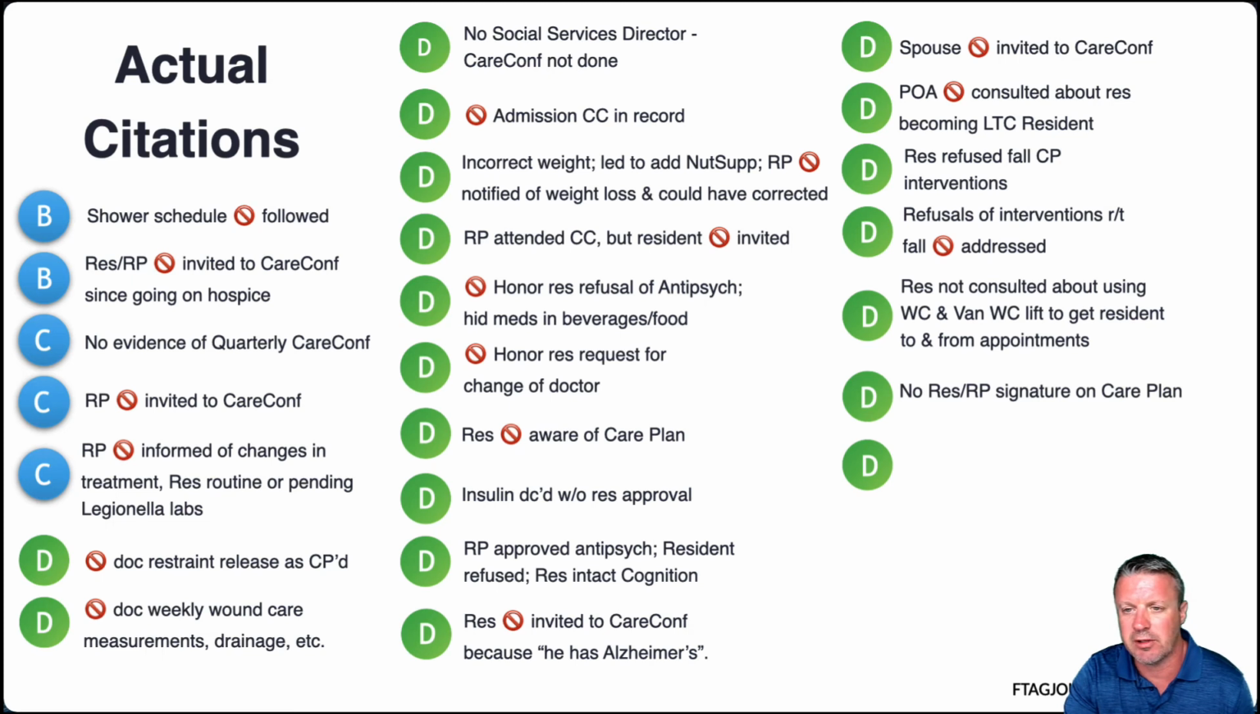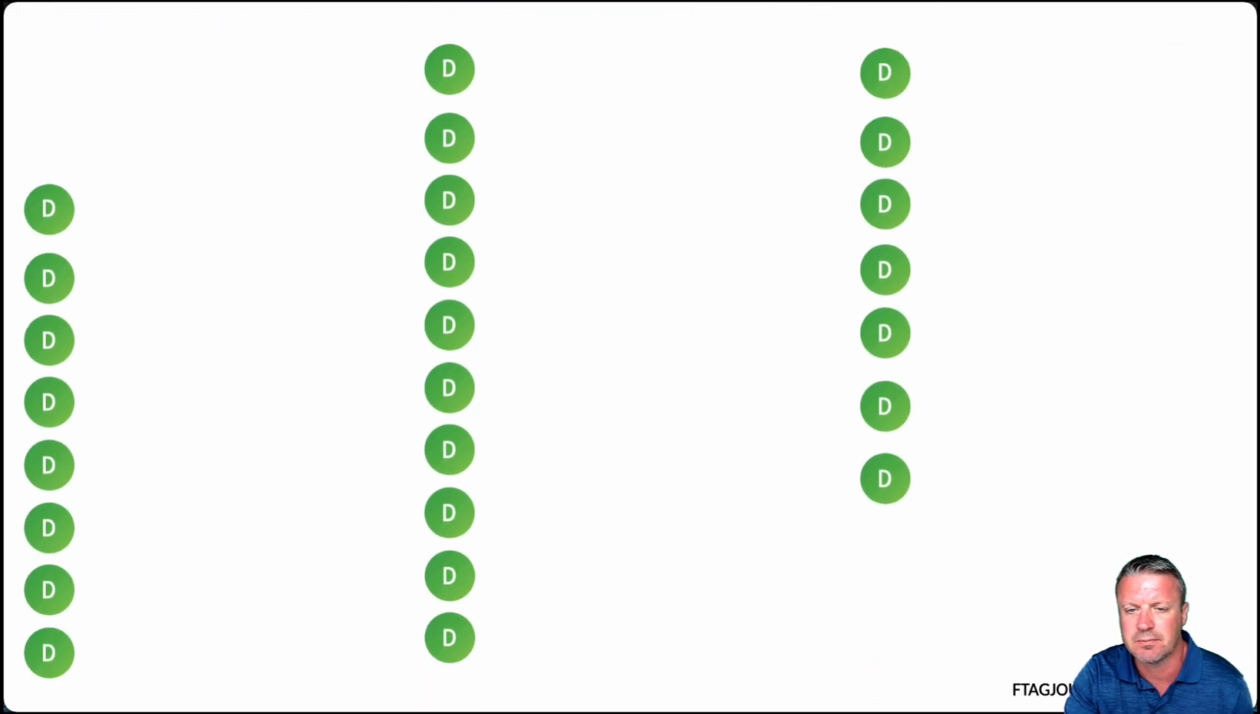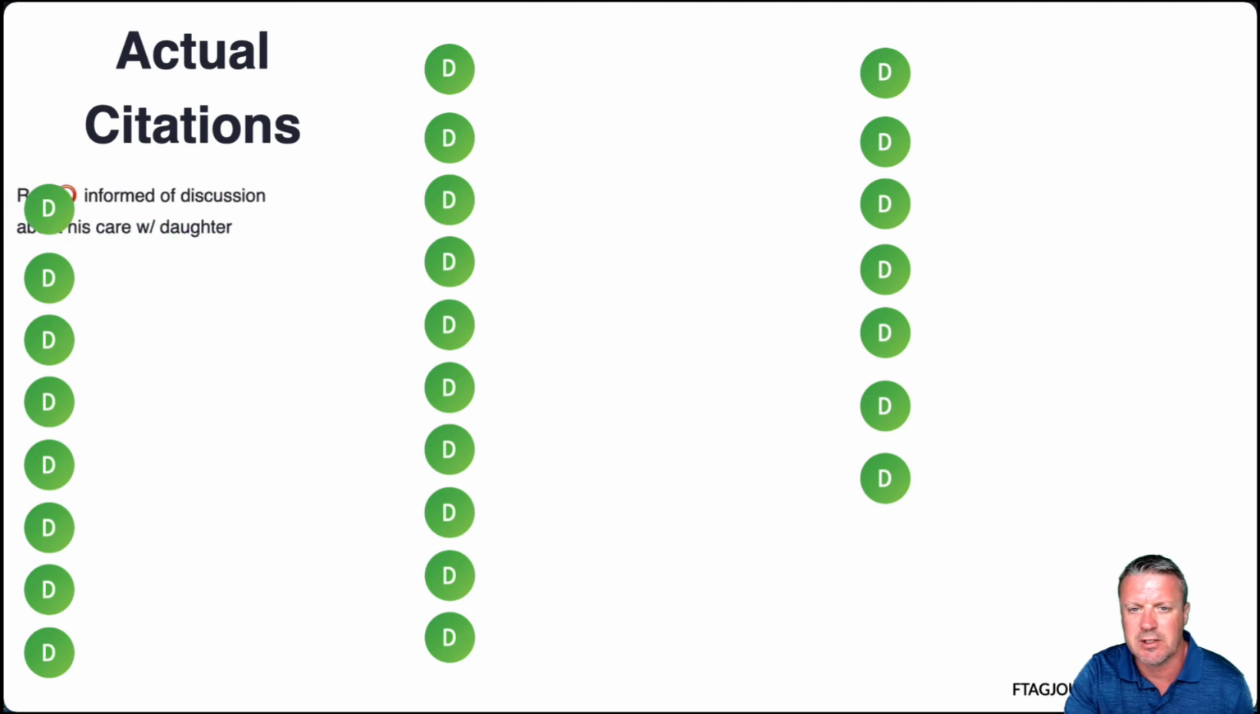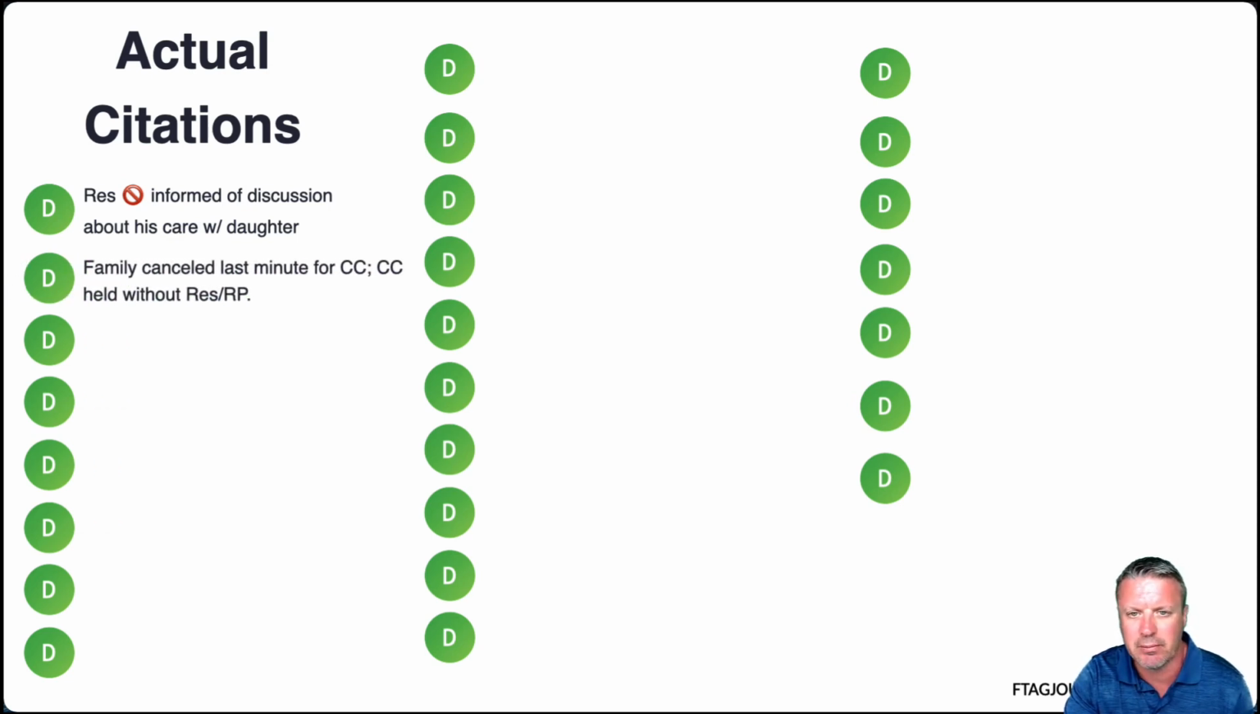No resident responsible party signature on care plan. Resident was not invited to telephone care conference with daughter due to his behaviors. Some more citations. Resident not informed of discussion about his care conference that was held with his daughter. So that last one on the last page, that's what that was about. So they had a care conference about him that he wasn't invited to, and then nobody went and talked to him about what they talked about in the care conference regarding his care.